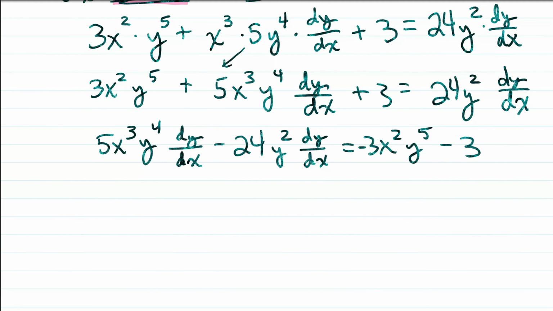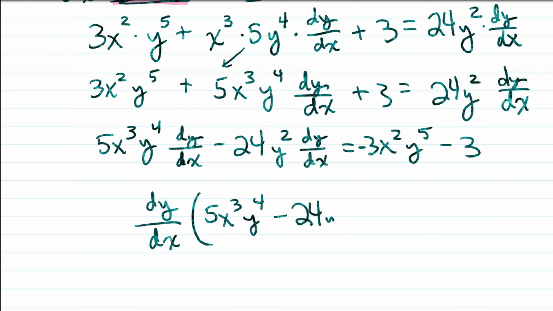So when we move them to the other side, we have to change the signs to negative. All right, so in our next step, we have the dy dx's on the left, so we just need one of them because we're solving for that. So we're just going to factor it out as a GCF. So dy dx factors out, and it goes into 5x cubed y to the fourth dy dx, 5x cubed y to the fourth times, and it goes into negative 24y squared dy dx, negative 24y squared times. And then this is just equal to the other side.